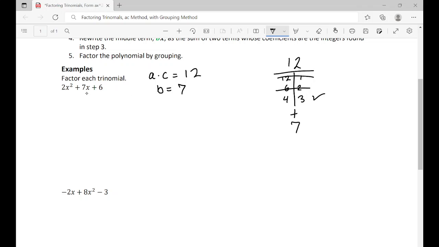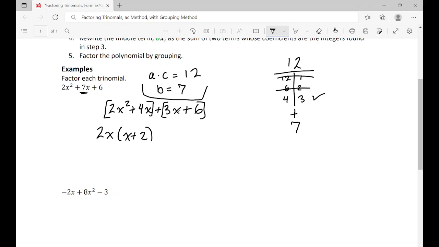So I'm going to take that and rewrite 7x as 4x plus 3x. So 2x squared plus 4x plus 3x plus 6. And now I'm going to take the first two terms, group them together, take the last two terms, and group them together, and now I'm going to do the GCF of each group. So the GCF of the first group is going to be 2x, and the inside turns into x plus 2, and the second group has a GCF of 3, so plus 3 and x plus 2.